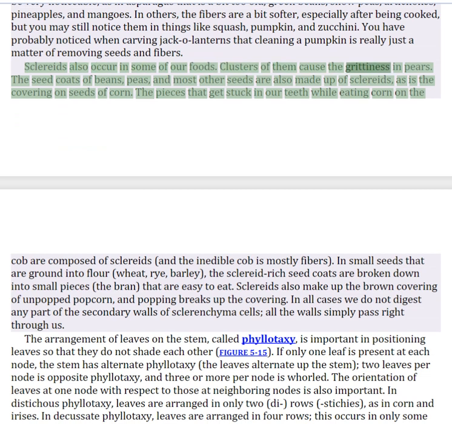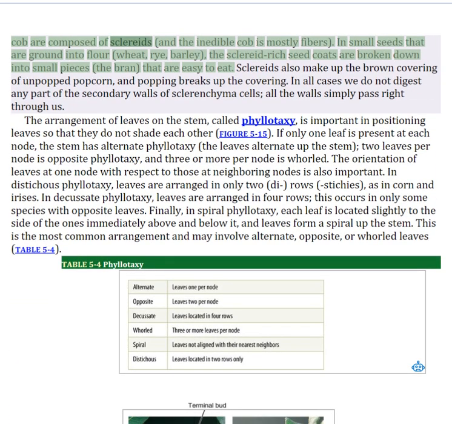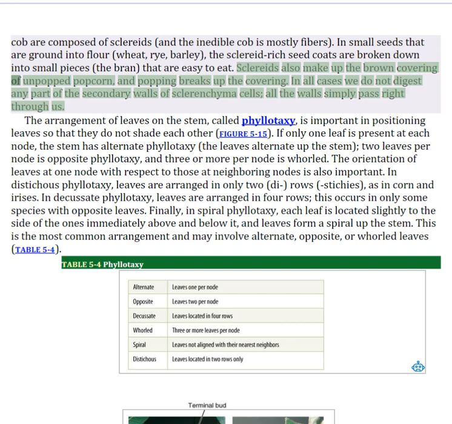Clusters of them cause the grittiness in pears. The seed coats of beans, peas, and most other seeds are also made up of sclereids, as is the covering on seeds of corn. The pieces that get stuck in our teeth while eating corn on the cob are composed of sclereids. In small seeds that are ground into flour, the sclereid-rich seed coats are broken down into small pieces that are easy to eat. Sclereids also make up the brown covering of unpopped popcorn, and popping breaks up the covering. In all cases we do not digest any part of the secondary walls of sclerenchyma cells; all the walls simply pass right through us.